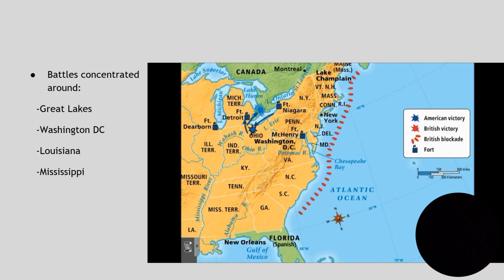You see these blue dots around the Great Lakes are American victories, of course, and the blue squares are the forts. Fort McHenry is, of course, the largest one. A lot of fights, a lot of battles happened in Louisiana and around the Mississippi River, again, because that's where the British came in. There were not a lot of battles on the East Coast. Most of it was in the interior.